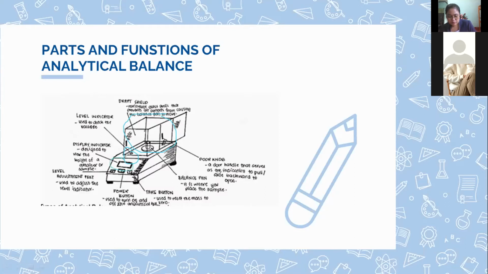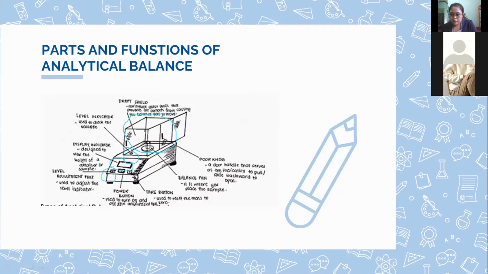Next is the display indicator. The display indicator is designed to view the weight of a container or sample. So dito natin nakikita yung weight mismo or yung number na nag-indicate ng weight ng ating sample. So in the left side, we have the level adjustment feet. The level adjustment feet is used to adjust the level indicator.